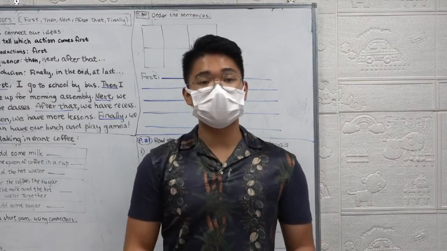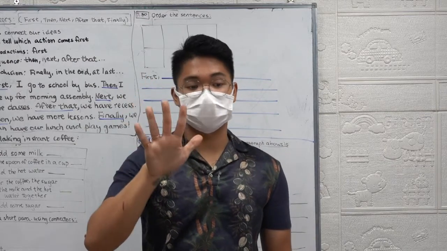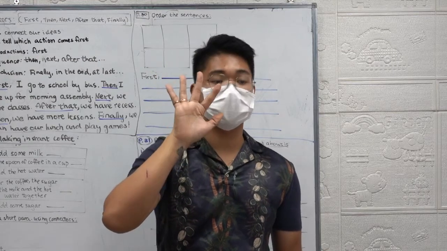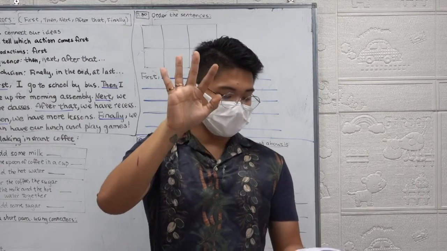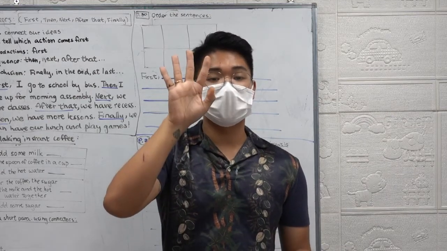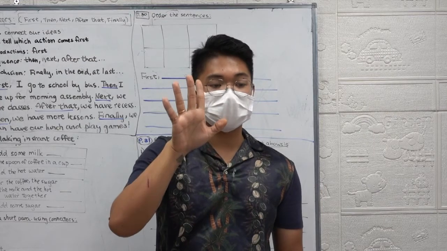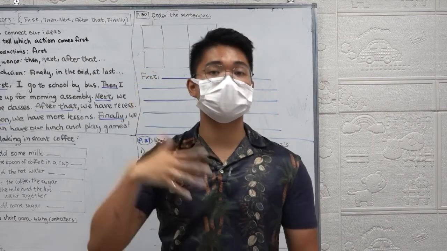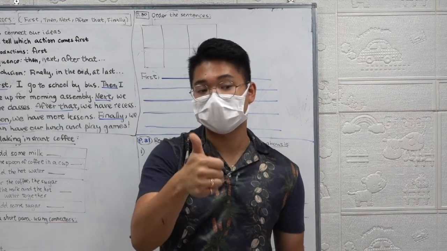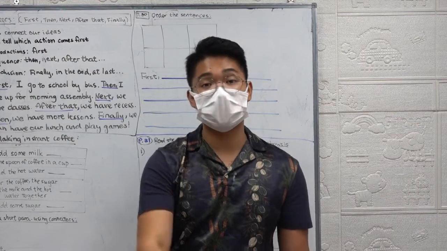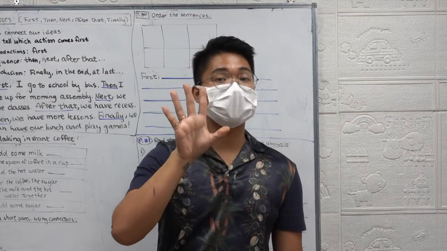So let's try to keep it to 5 different actions, okay? 1, 2, 3, 4, 5. 1 is the introduction, so we will use first. 2, 3, and 4 are the orders, right? So then, next, and after that. And then the 5th one is the last action, which is to go inside the school bus. So finally. So for most of our exercises today, we'll try to keep it at 5 actions.